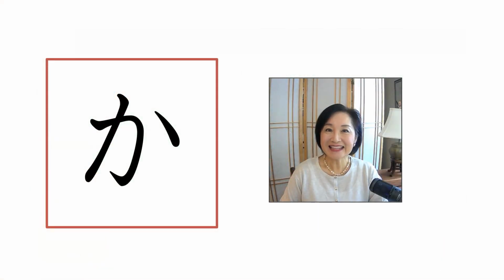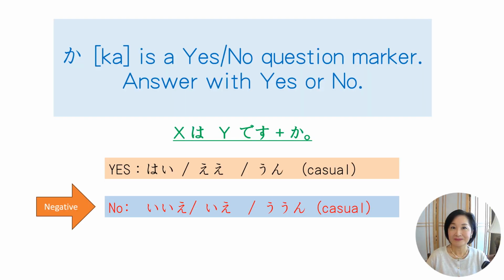And this ka at the end of the sentence is a question marker expression, and it is a yes-no question sentence. So you should say はい or いいえ before you say the statement. There are many ways to say yes and no in Japanese, but in this lesson, let's use these words. はい for yes and いいえ for no.